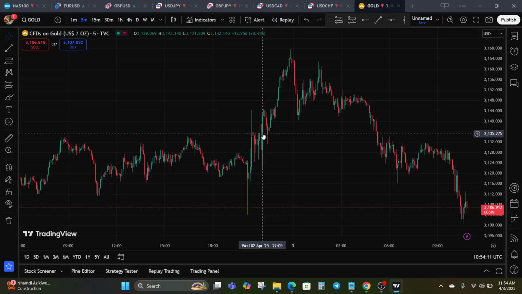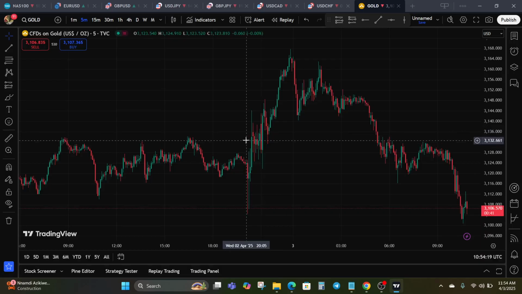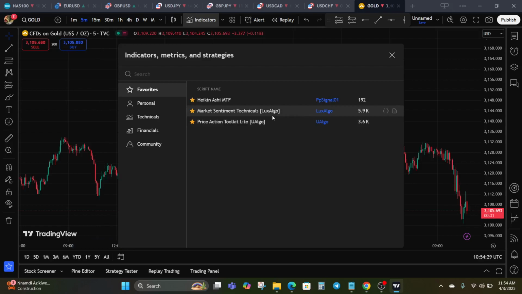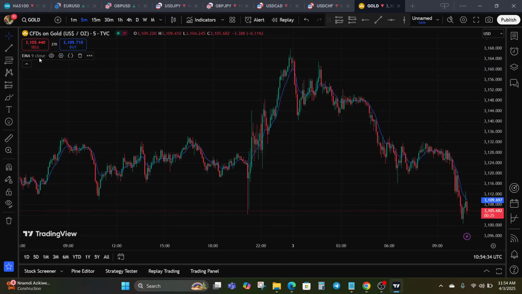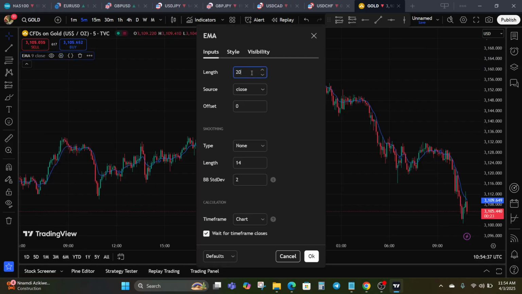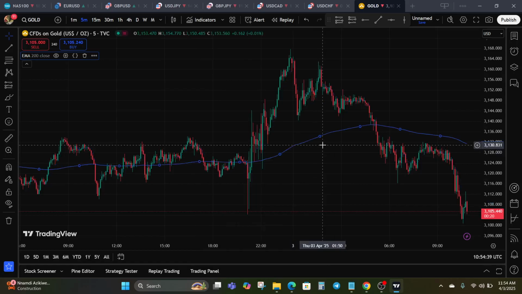All right. So now here's what you need to do to set up the best 5-minute gold strategy. The indicators that we're going to be using are the 200 EMA. We're just going to set this period to 200. This is going to help us to identify the overall trend.